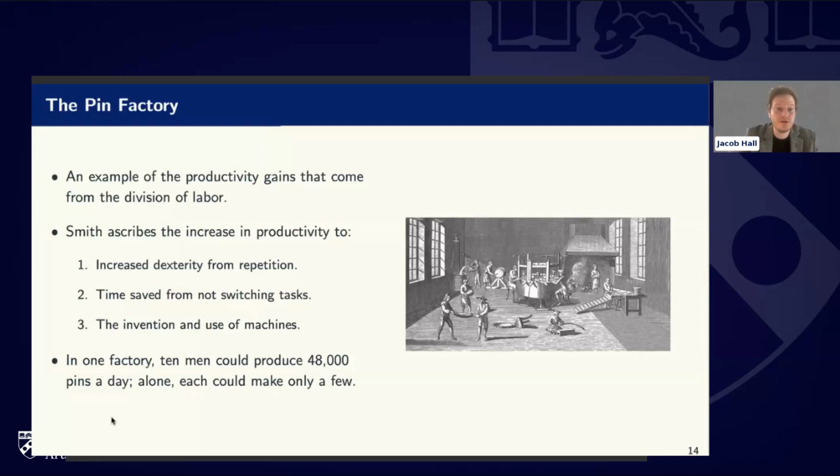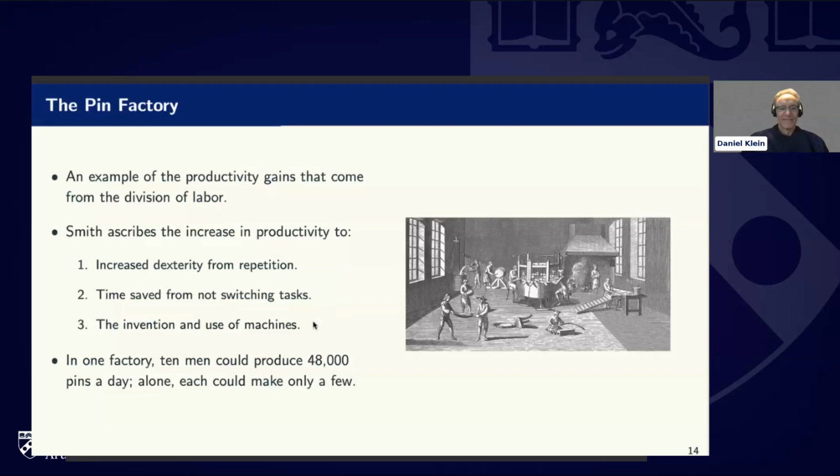Smith ascribes this increase in productivity to three key things. First, increased dexterity from repetition, right? I just get better at drawing the wire out, or I get better at cutting the wire in the perfect way, very fast at it. Second, the time saved from not switching tasks. This is a funny one, like sauntering around going from task 1 to task 2. I go a little slow on the walk, or I have to walk all the way across the room to do it.